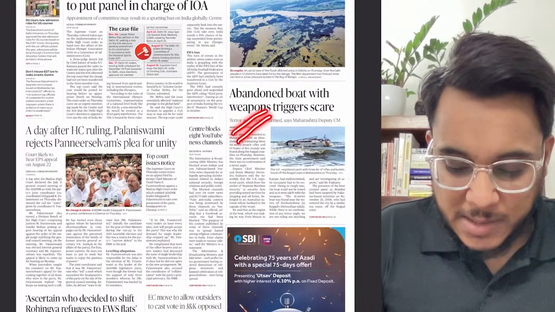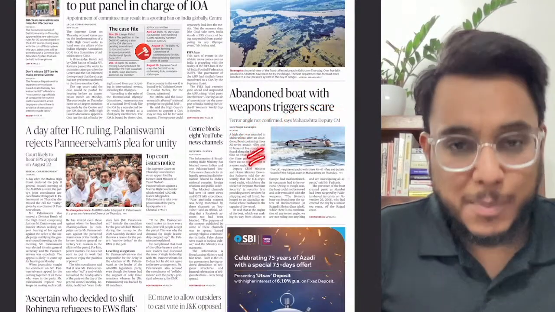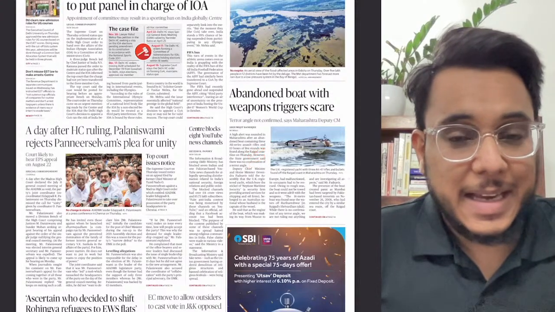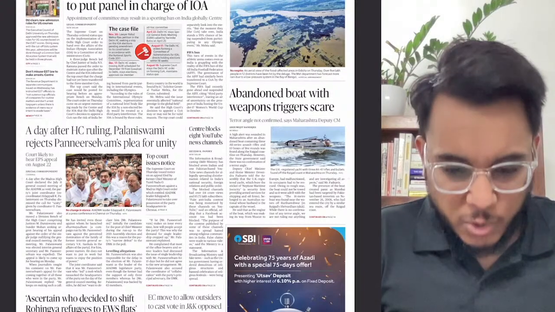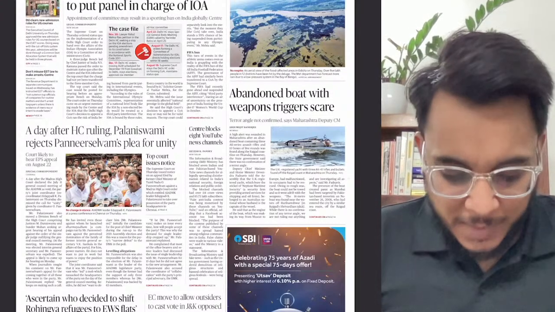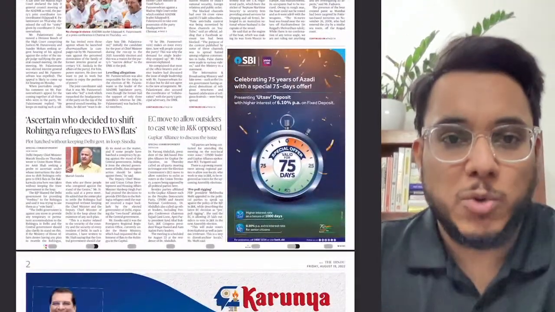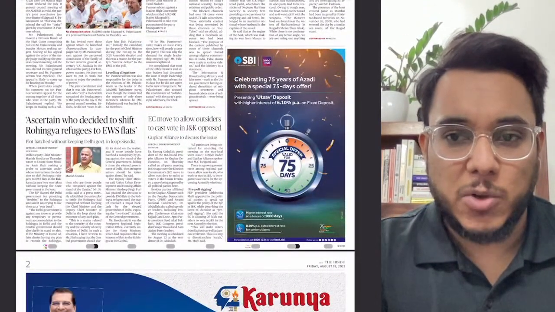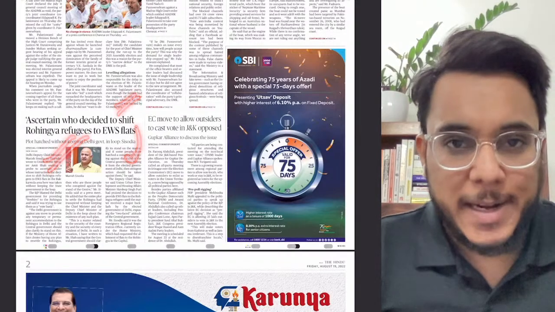Abandoned boat with weapons trigger scare. So guys, there has been an abandoned boat with some weapons, but still the terror angle cannot be traced. So that is not an important article for your examination, so you don't need to go into that. Then, after that, the political articles etc., fine, no need to go into that dimension also. Then, ascertain who decided to shift Rohingya refugees to EWS flat.